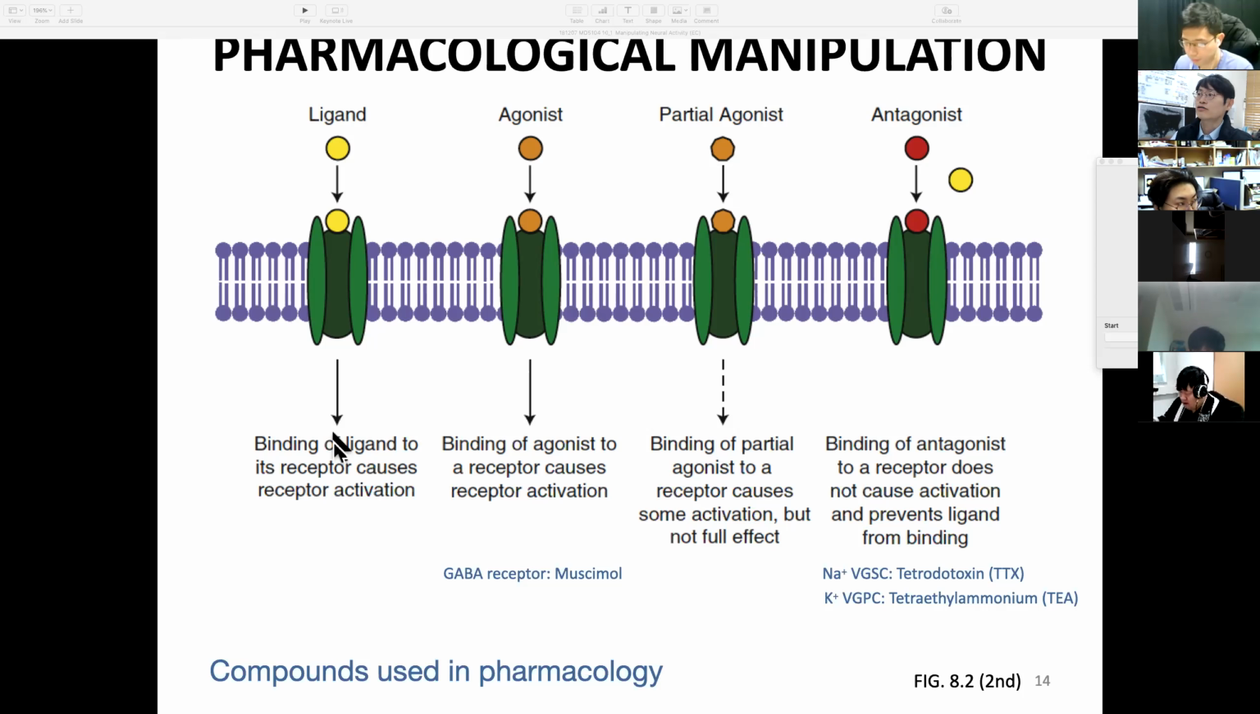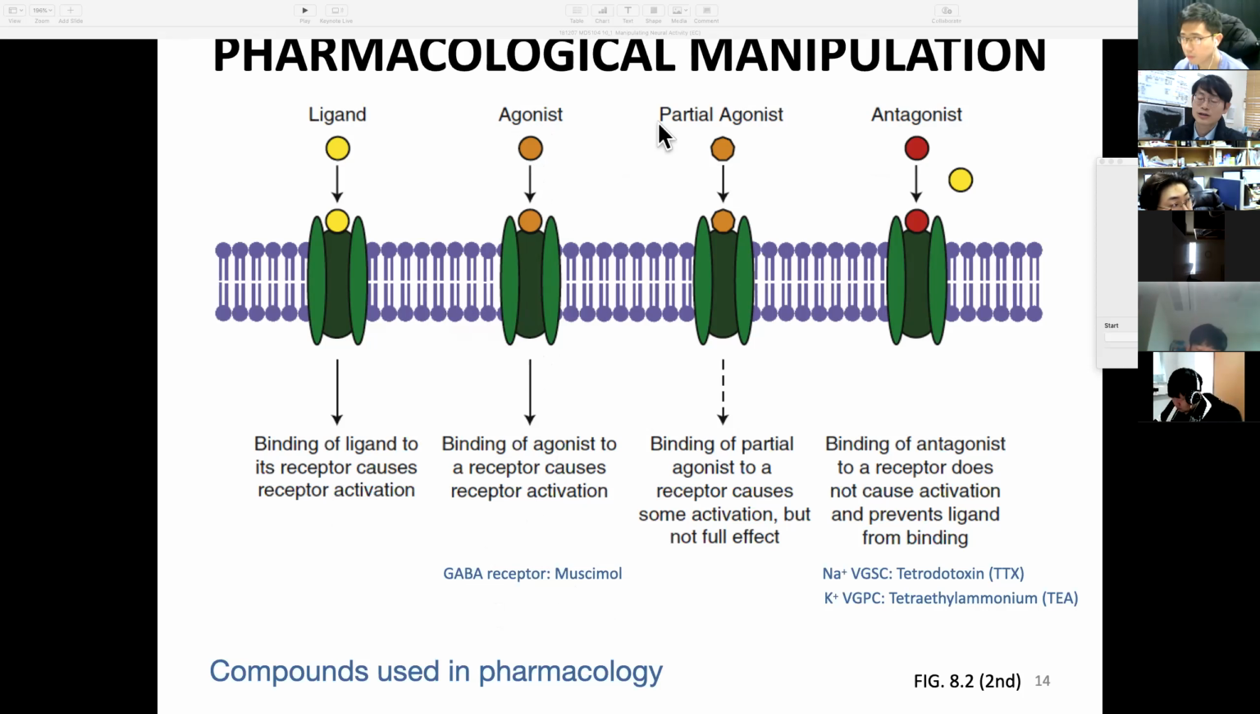So how to perturb this? There's a way called the agonist, okay? An agonist binds to a receptor, which causes receptor activation. So that is called an agonist. One example in neuroscience is the GABA receptor, for the inhibitory neurotransmitter GABA. The drug for this is muscimol.